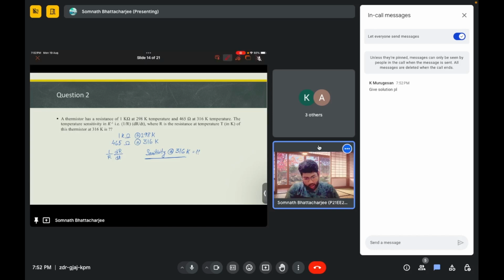So in case of a thermistor, we know R_T = A R_0 e^(B/T), where R_T is the resistance of the thermistor at the temperature T, and R_0 is the resistance of the same thermistor at the ice point. Now maybe you'll be able to solve the question using this.